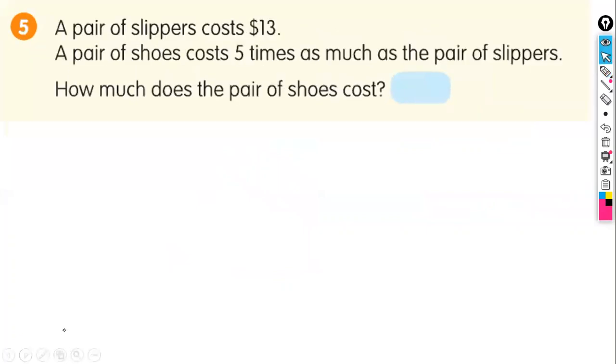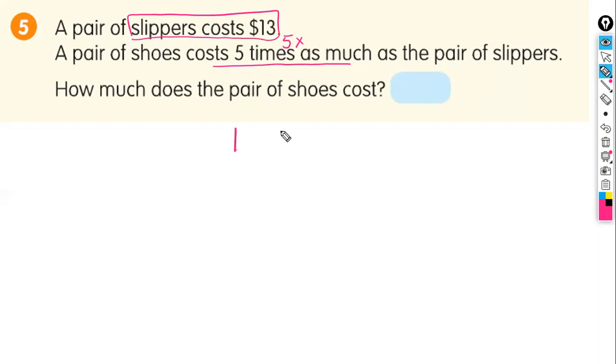Now this one is that a pair of slippers cost $13. A pair of shoes cost 5 times as much as the pair of slippers. How much does the pair of shoes cost? So basically, if the slippers cost $13 and the shoes cost 5 times more than this pair of slippers. So 5 times, we always write it like that, 5 times more. So I will multiply them together to find out how much does the pair of shoes cost.